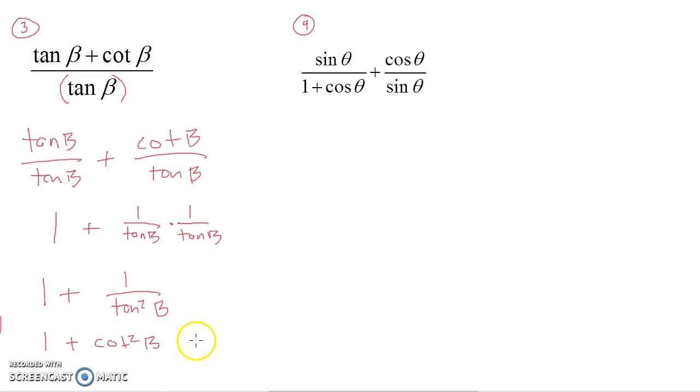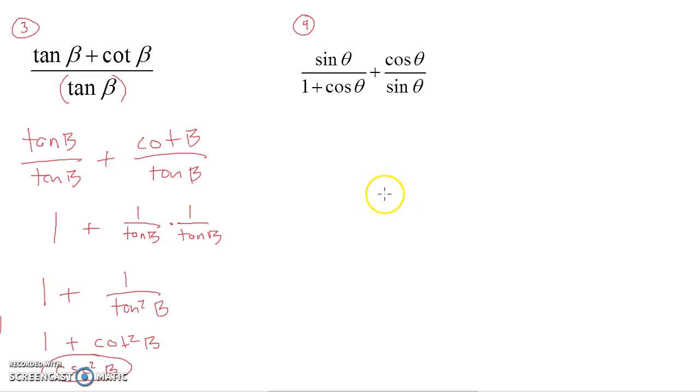And now, what is 1 plus cotangent squared? Well, I could once again use my identities, and you should actually recognize that. 1 plus cotangent squared is cosecant squared. That was one of our Pythagorean identities. So that entire value was nothing more than cosecant squared of beta. Again, kind of tricky, but you just got to get used to solving these problems. All right, check out this next one here.